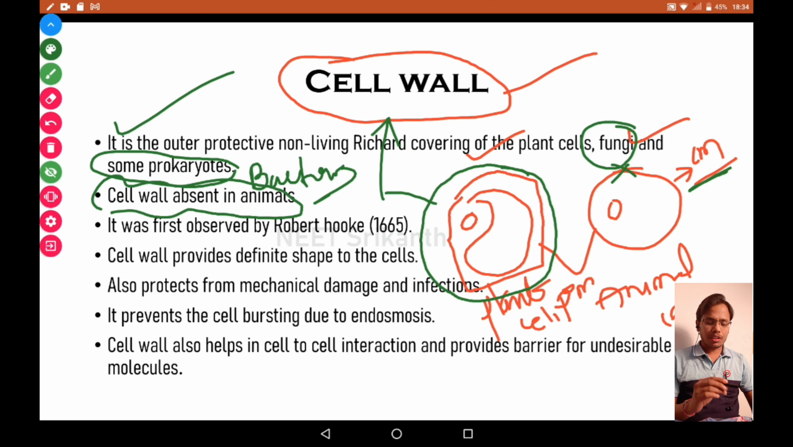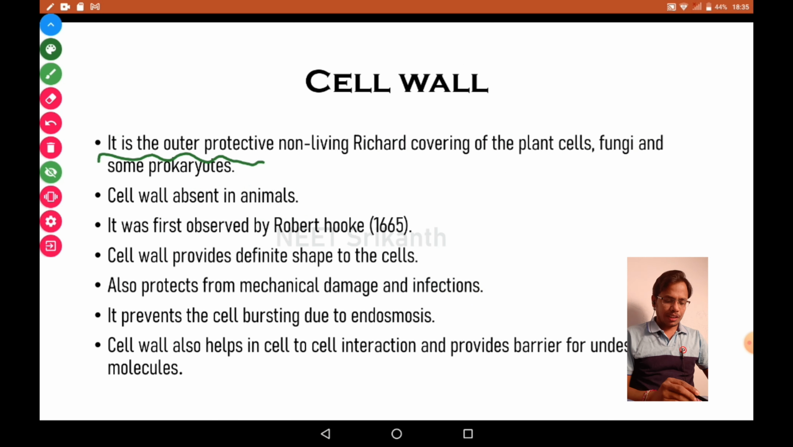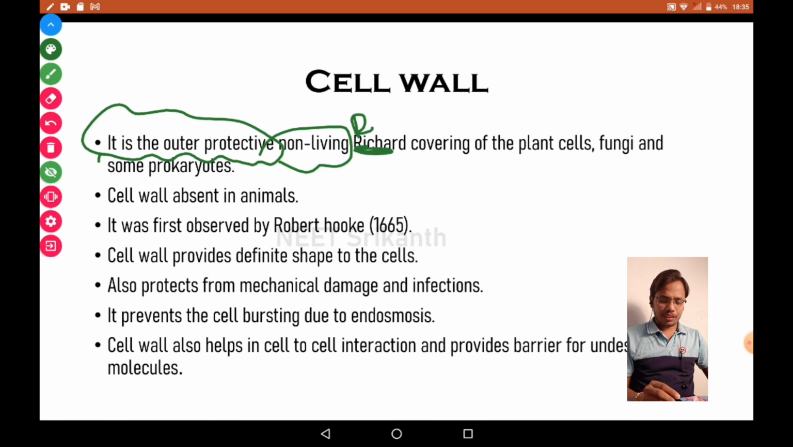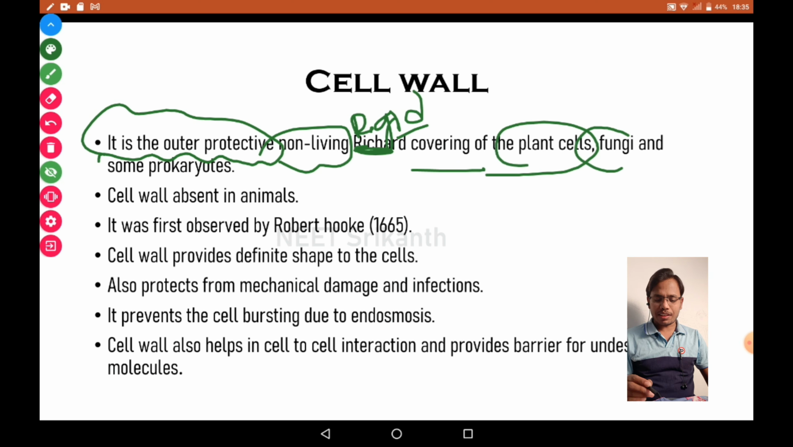Then what about the cell wall? Where is it present? Cell wall is the outermost non-living rigid structure. Once again, cell wall is the outermost protecting non-living rigid covering layer which is present in the plant cell, fungi and some of the prokaryotes like bacteria.